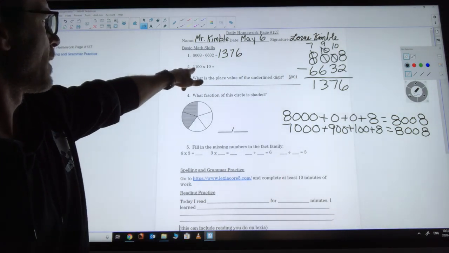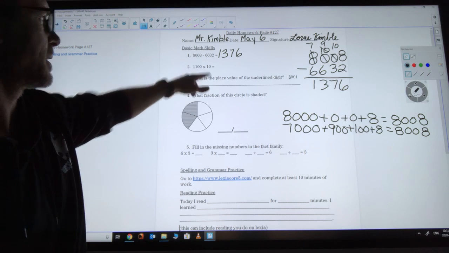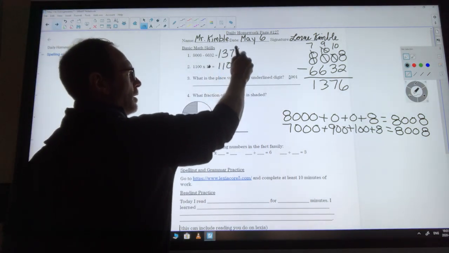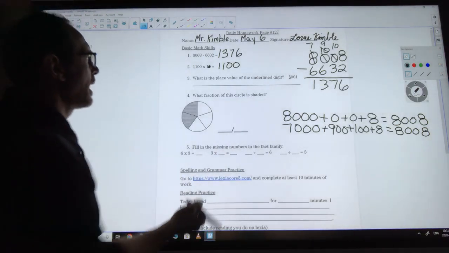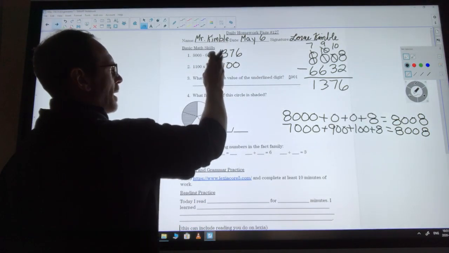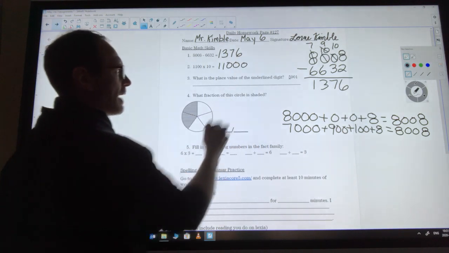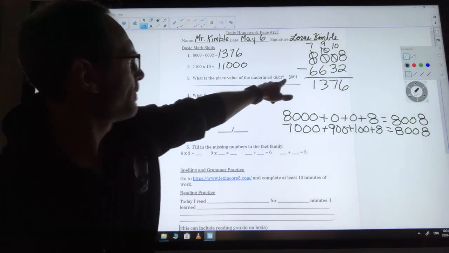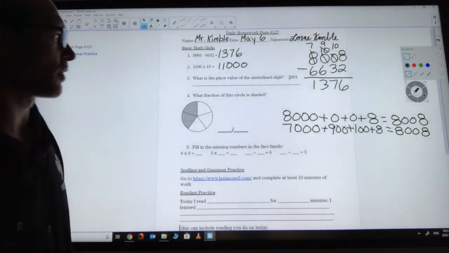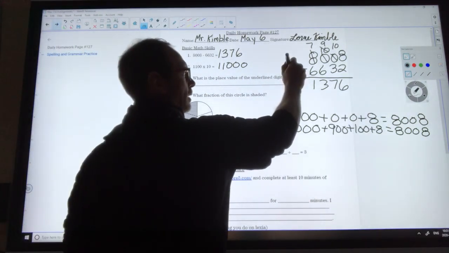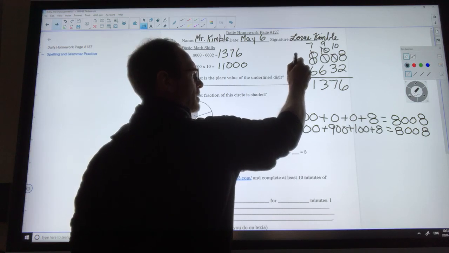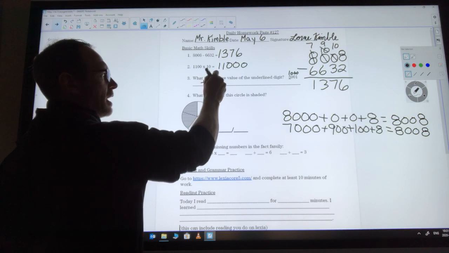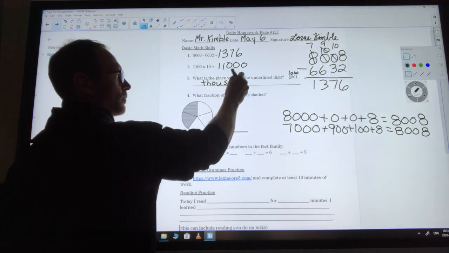Now, for number 2, I have 1,100 times 10. So remember that 1,100 times 1 would just be 1,100. And if I'm multiplying by 10, everything goes over one place value. So that's 11,000. The 5 in 5,901, what place value is that? Well, if I put a 1 above the 5 and a 0 above everything to the right, my number is 1,000. So this is the thousands place.